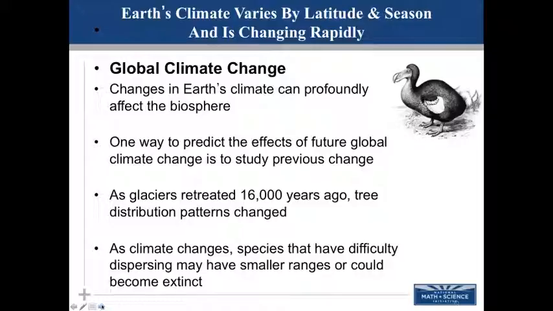And so one way we predict the effects of future global climate change is to study previous changes. We look at glaciers, tree patterns, and different kinds of things to try to determine what's going to happen in the future.